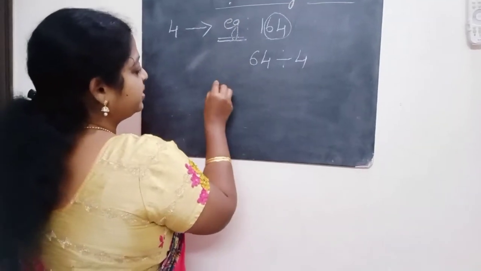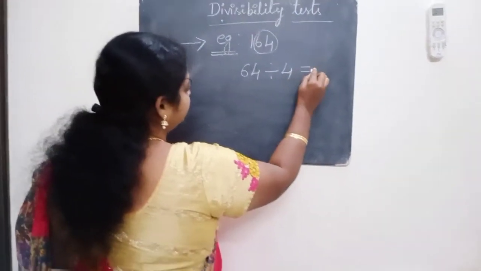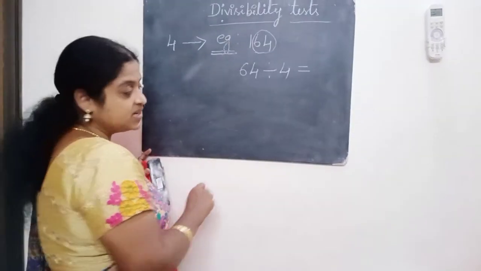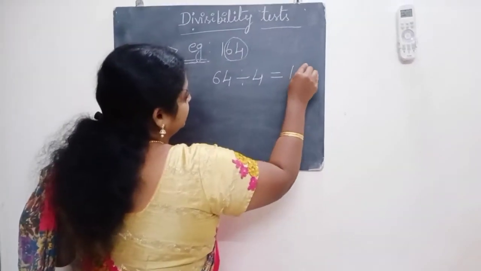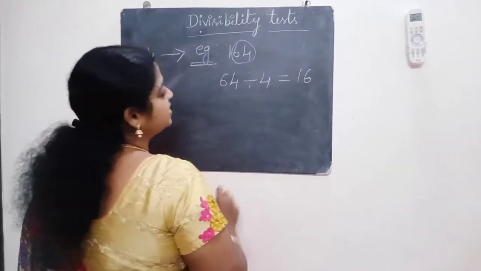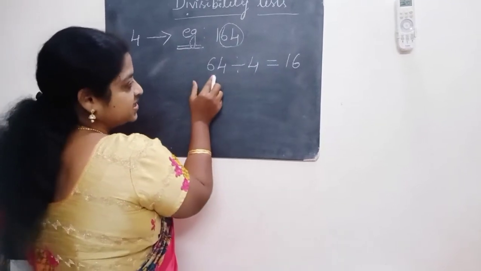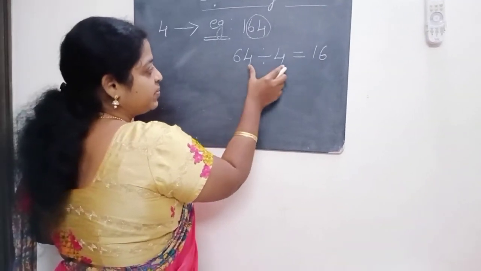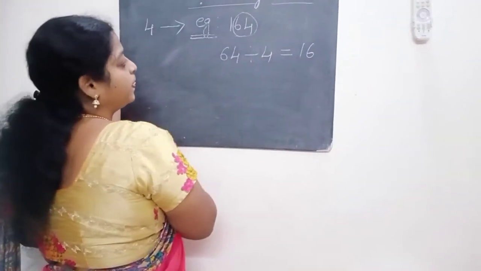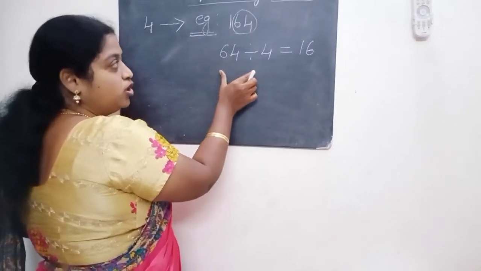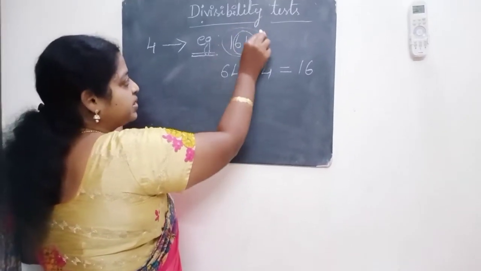So 64, you know where you will get 64? 4 16s are 64. So it is exactly divisible by 4. The remainder is 0. So the total number is divisible by 4.